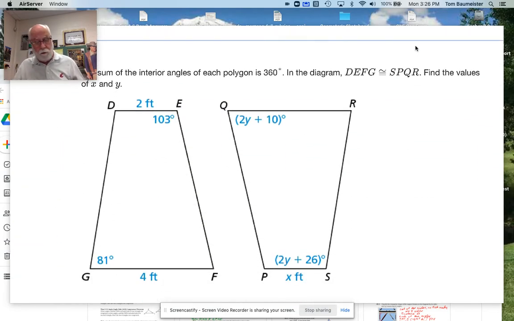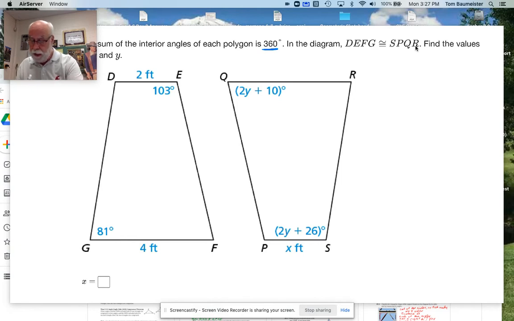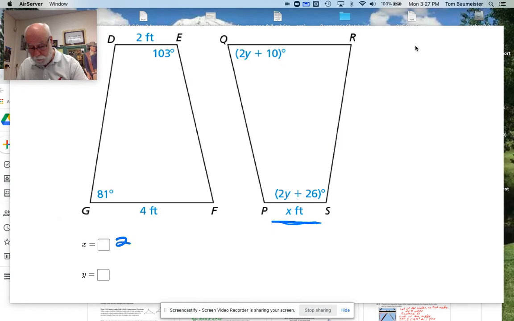All right. So on this one right here, it says the sum of the interior angles of each polygon is 360 degrees. Well, that makes important sense to us. In the diagram, DEFG is congruent to SPQR. Find the values of X and Y. So on this one right here, we have DE. So that would be right here. And which one is the same as that? SP. So that would be that one right there. So we can say then that X and 2, so X has to equal 2. All right, that one was pretty simple. Okay.